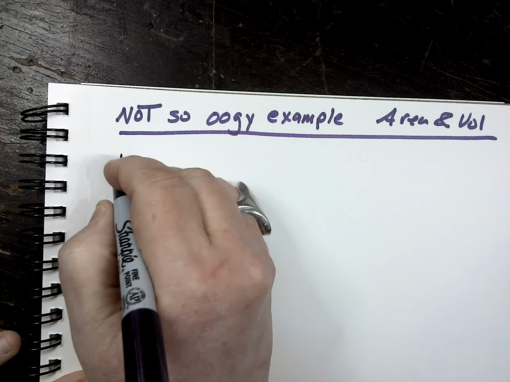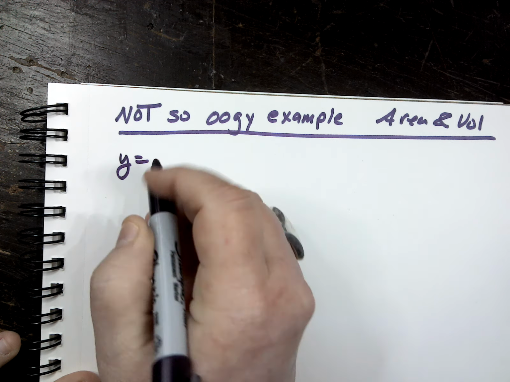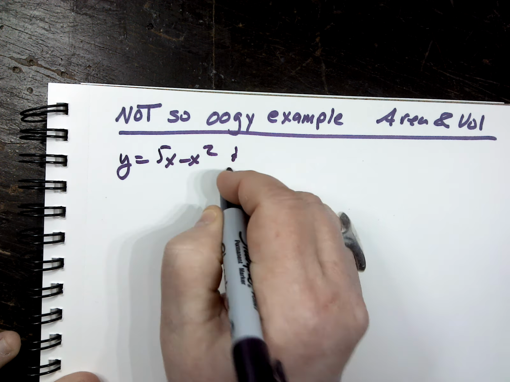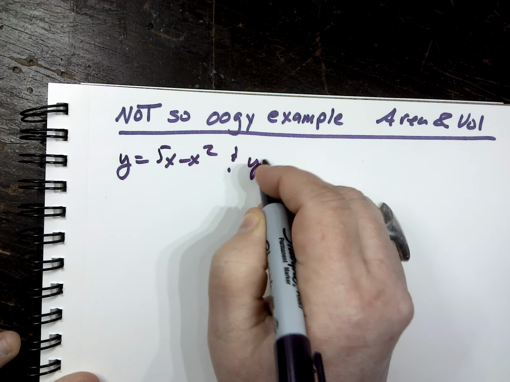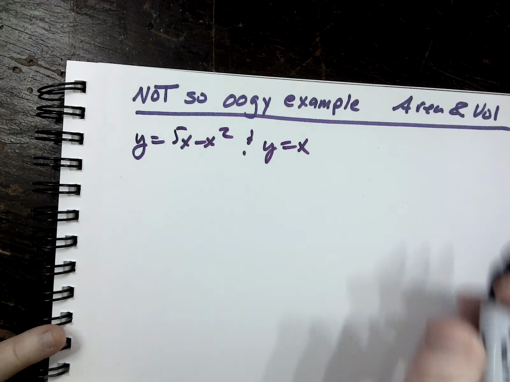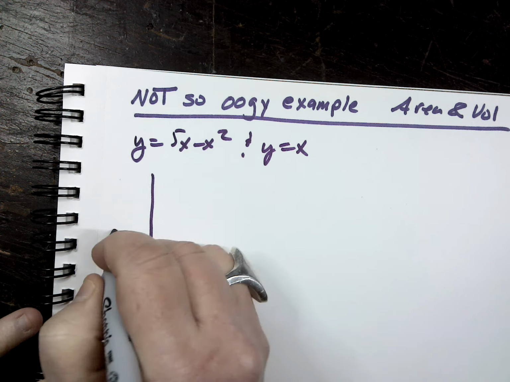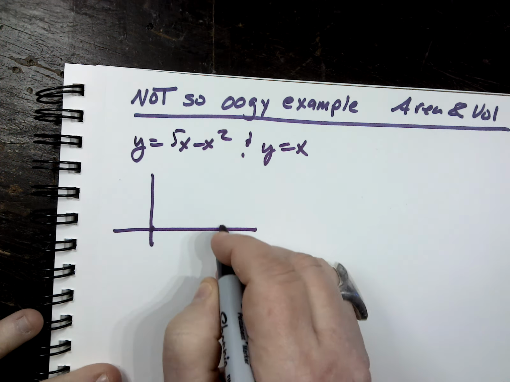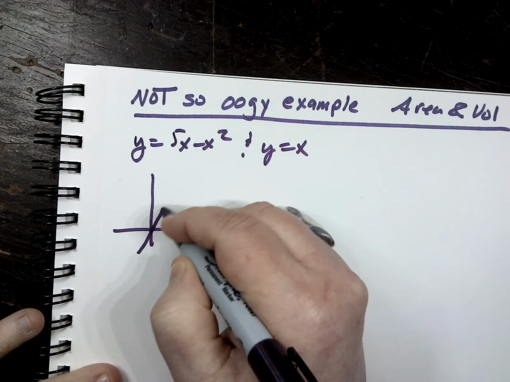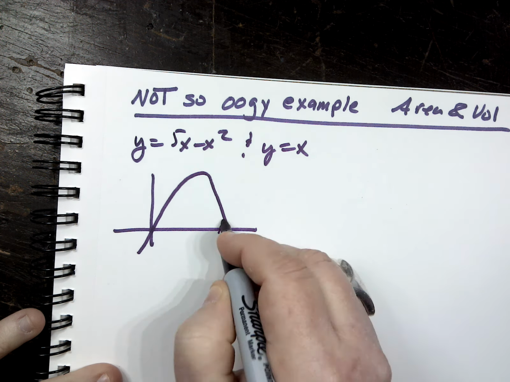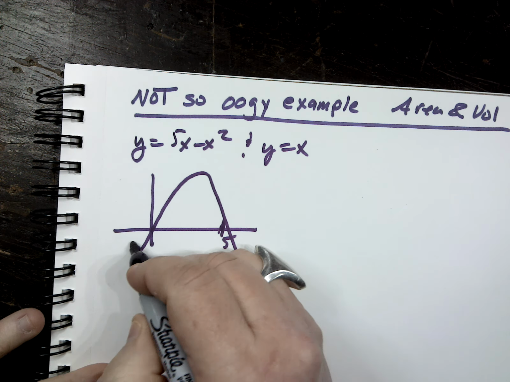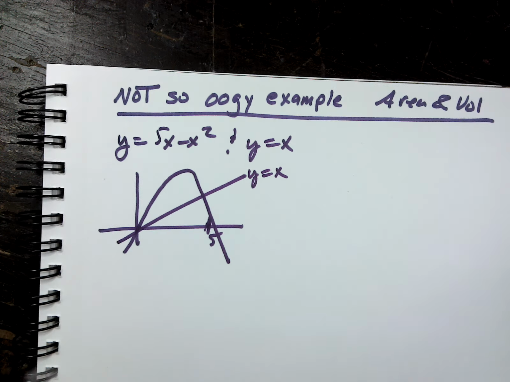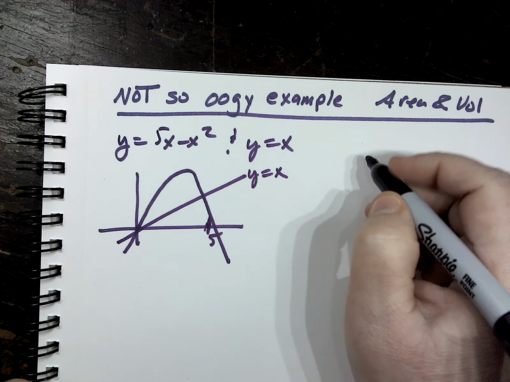Consider the area bounded by y equals 5x minus x squared and y equals x. If I sketch this, this parabola goes through 0 and 5. And that line y equals x looks like that. I want to figure out where they actually cross.